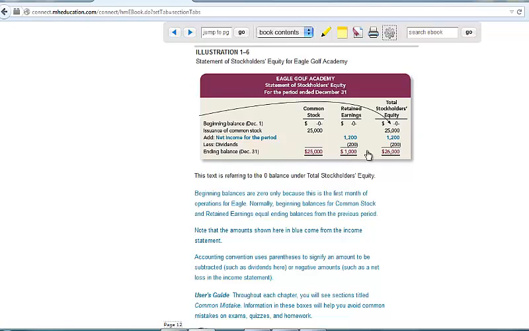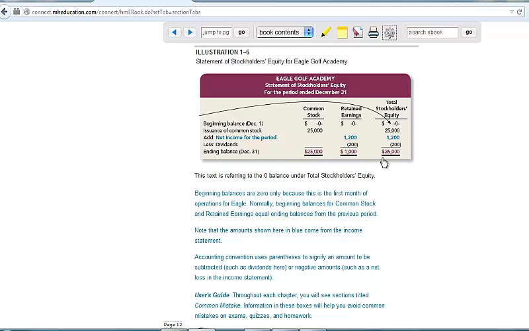Now this is different from your income statement. You do represent minus numbers, or numbers that need to be subtracted out, as a minus in parentheses. Be sure to pay attention in Connect as to what it's asking for, either a minus or parentheses. So then you add up your columns, $25,000 in common stock, $1,000 in retained earnings, add across, and we have a total stockholders' equity of $26,000 at the end of December.